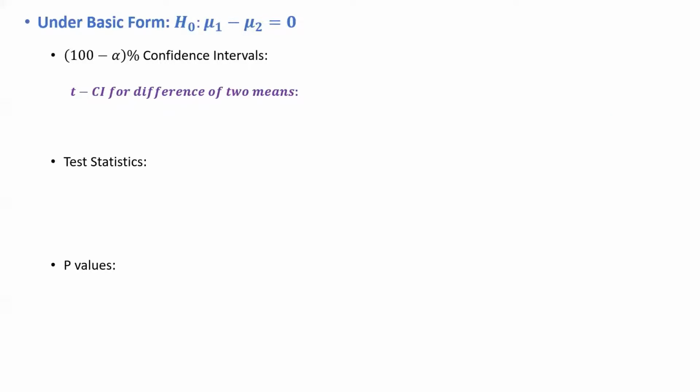All you have to do is to see if 0 is inside of the confidence interval, because the confidence interval is for the difference of the two means. If 0 is inside of the confidence interval, then accept the null hypothesis at 0. If 0 is not inside the confidence interval, then reject the null hypothesis at 0.